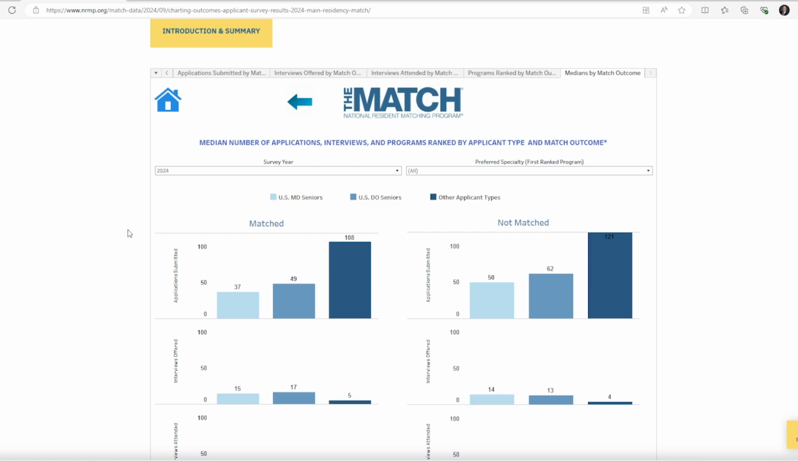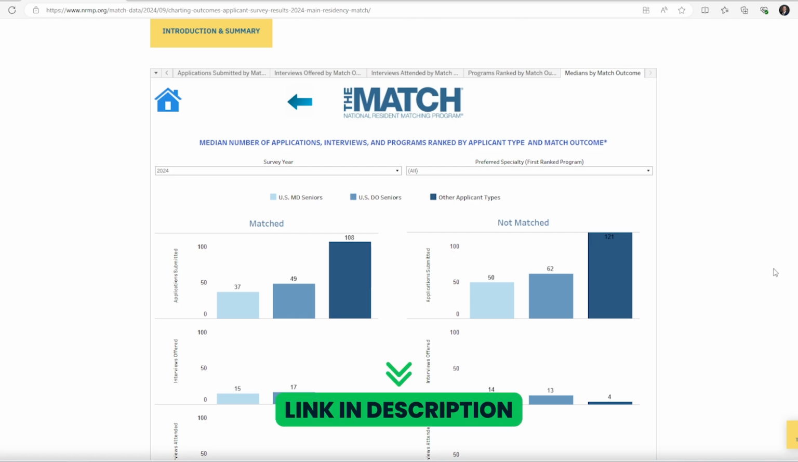And now let's get started. I'm going to use the data provided by the NRMP, which is the organization that runs the match process, the process of matching residents or applicants with residency programs. I'm going to use their data as a guide to help you decide how many programs you should apply to. I'm going to leave the link for this page in the description of this video.